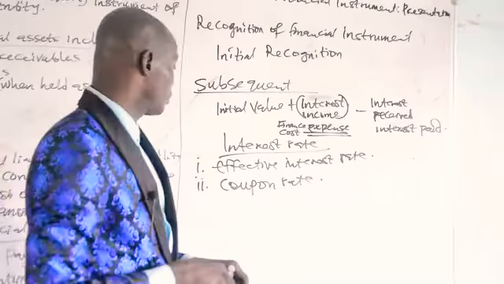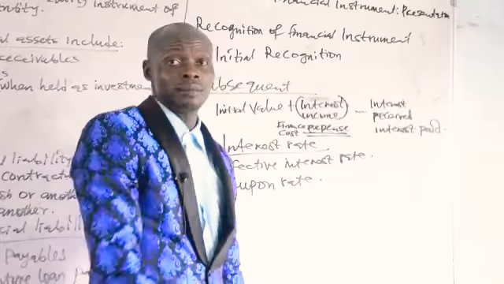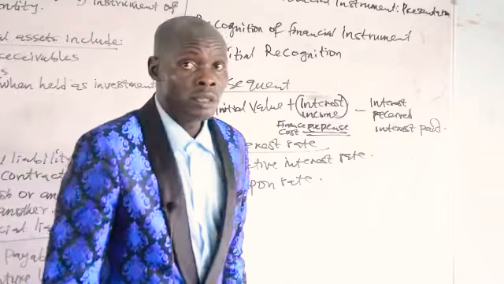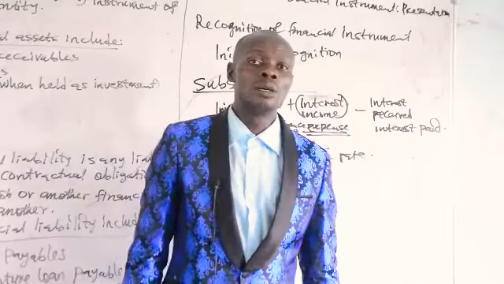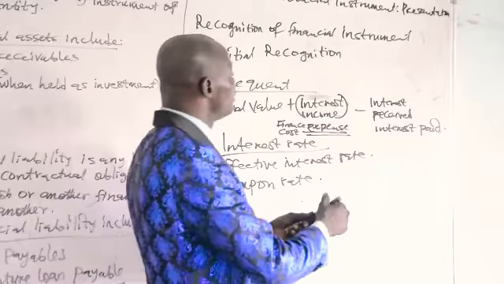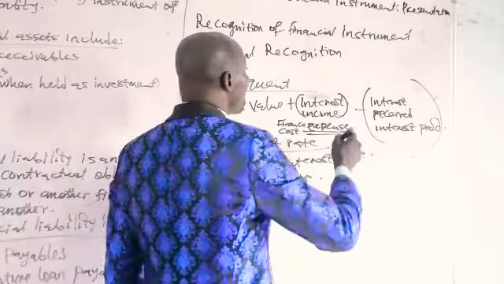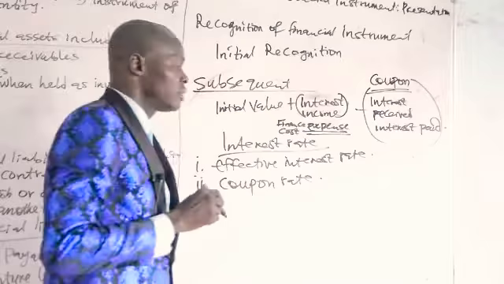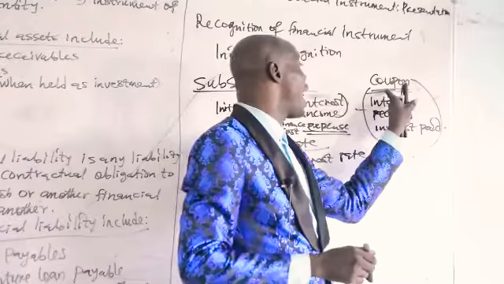The coupon rate is the rate that is attached to that instrument, the face rate of it. You might have a 10% debenture. That means the 10% is the coupon rate. You can have 5% redeemable preference shares. That 5% is the coupon rate. The rate attached to that instrument is the coupon rate. To calculate the amount of interest that will be received or paid, it should be calculated at the coupon rate. I told you that the face rate is the coupon rate.